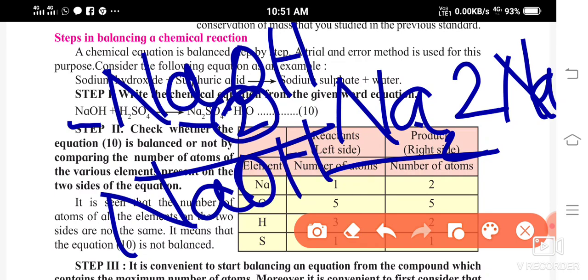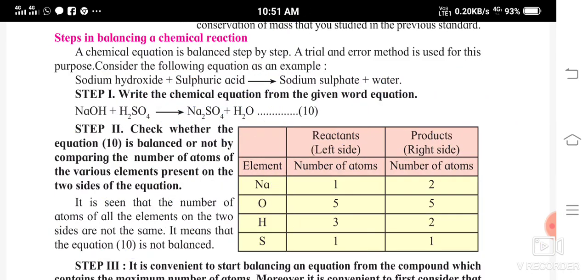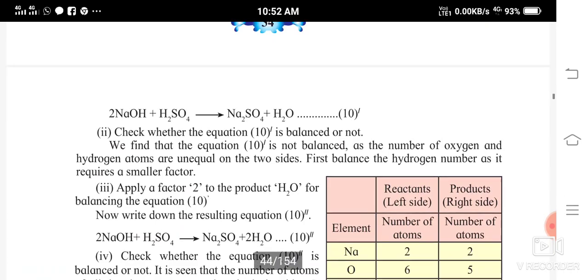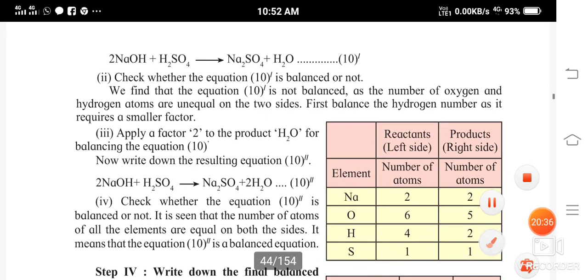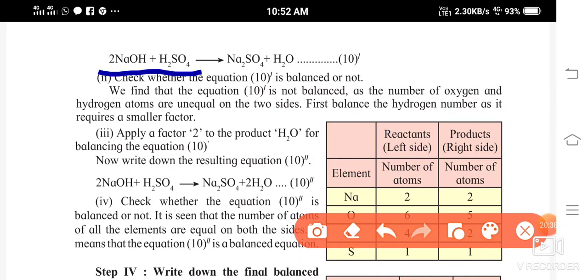So you cannot write this in this way. If you want to increase sodium by 2, that is by 1 atom, if you want to make it 2, you will have to write it here. So you will have to write it as the factor. So see, 2 NaOH plus H2SO4 will become Na2SO4 plus H2O.